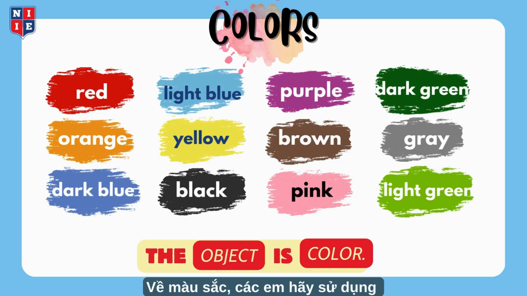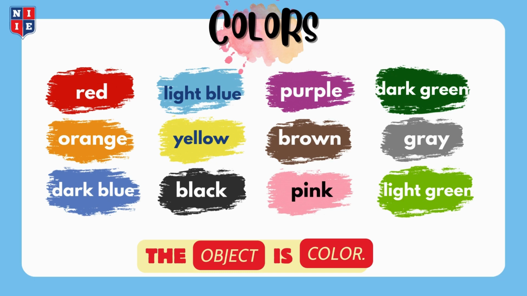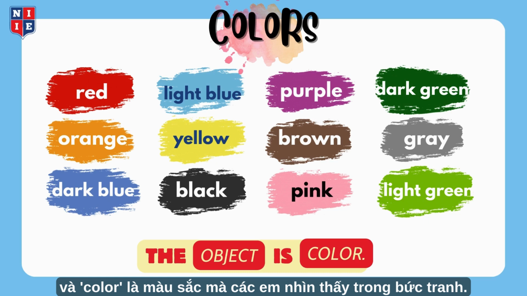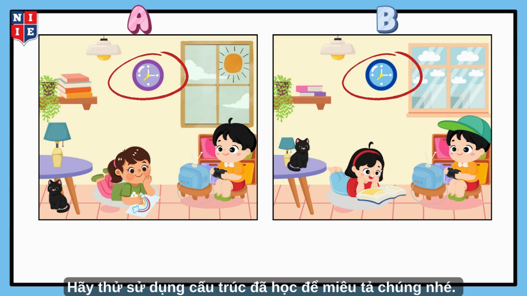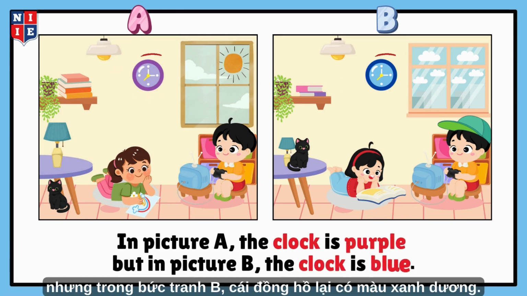For the colors, feel free to use basic ones like red, orange, yellow, green, blue, purple, dark blue, light blue, and other colors. To describe the pictures, just follow the given structure. Here, object is the thing or person you want to talk about, and color is the color you see in the picture. Now, let's look at the two pictures below. Try using the structure to describe them. In picture A, the clock is purple, but in picture B, the clock is blue.